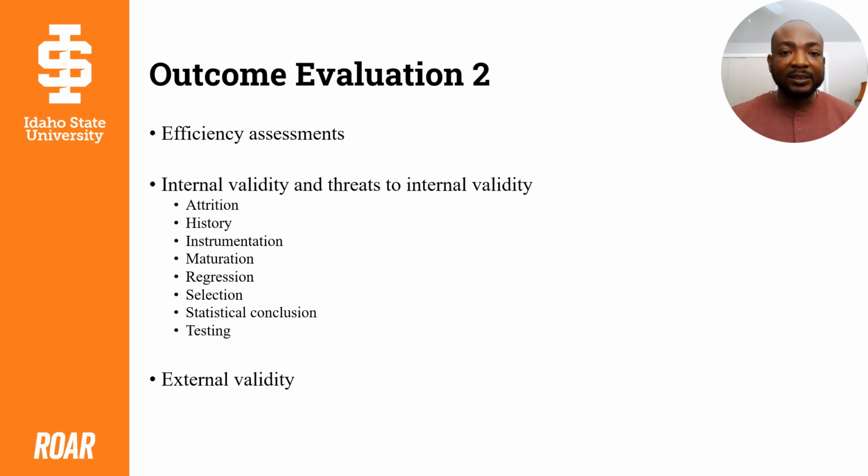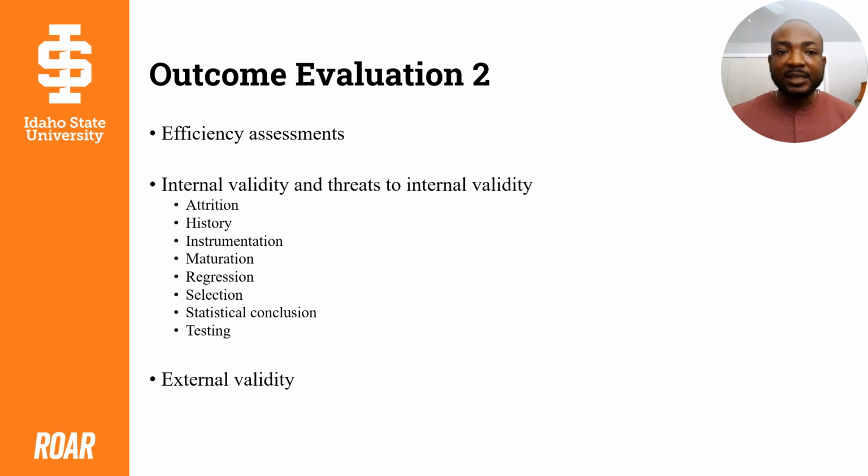Another threat could be compensatory equalization, which occurs when the control group is provided with or obtains an alternative intervention that results in narrowing the differences between the intervention group and the control group. There's also compensatory rivalry, which occurs when the control group works hard to rival the intervention group to improve the outcomes, and such rivalry minimizes the differences between the two groups.